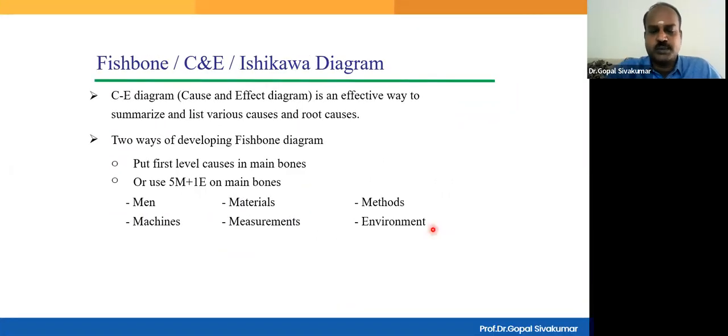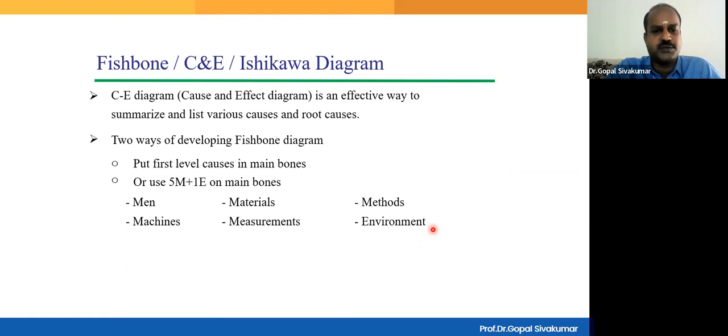And now, in addition to the brainstorming and the Y-way analysis, you can also think of one more important tool, which is called the cause and effect diagram. It is also known as the Ishikawa diagram, named after the person who introduced the tool, Ishikawa, and it is also known as the fishbone diagram because it appears like a fish. The cause and effect diagram is an effective way to summarize and list the various causes and also the root causes.